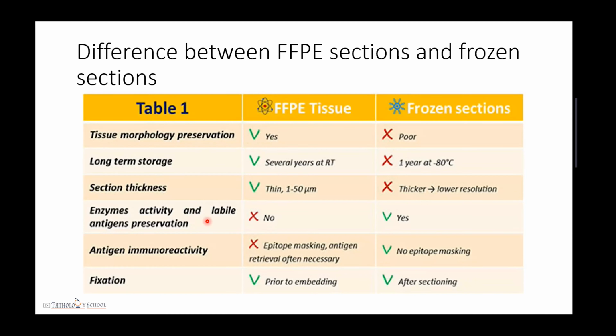Now enzyme activity and labile antigen preservation can be done using frozen sections, and it cannot be done using formalin fixed sections. Also, antigen immunoreactivity can be demonstrated using frozen sections, as there's no epitope masking in frozen section. In formalin fixed section, the formalin masks the epitopes, and hence antigen retrieval is often necessary if you want to use it for antigen immunoreactivity. In formalin fixed paraffin embedded tissues, we need to do fixation prior to embedding, and in frozen sections, it can be done after section.